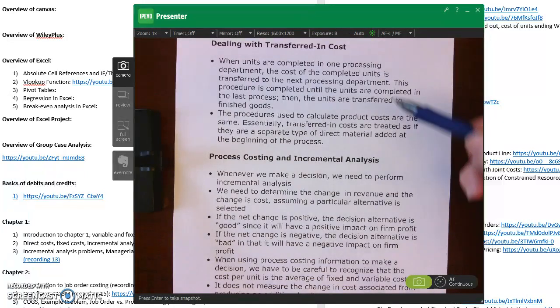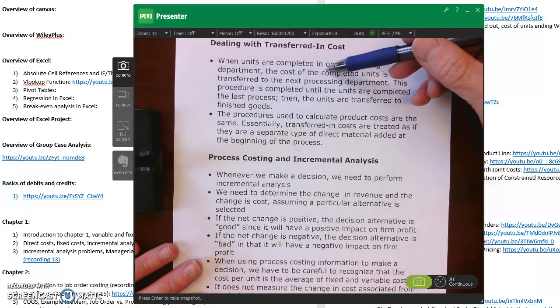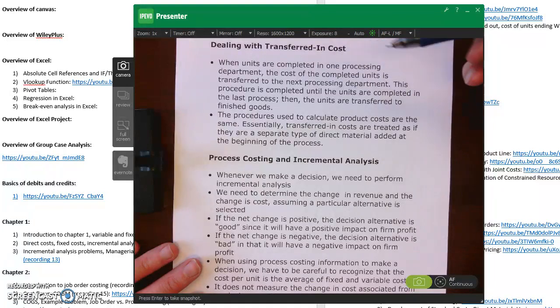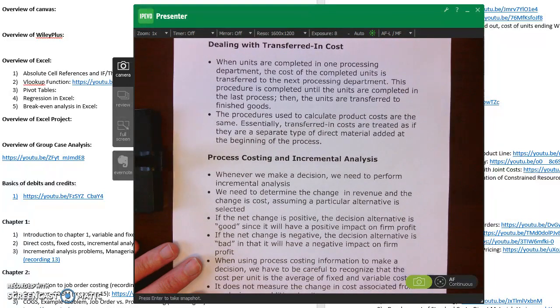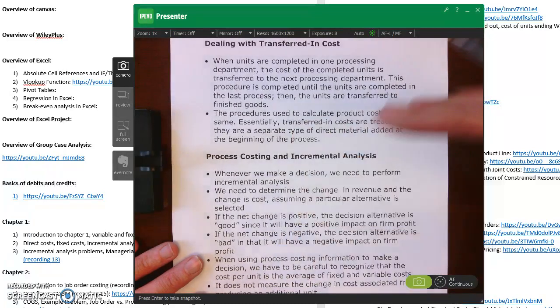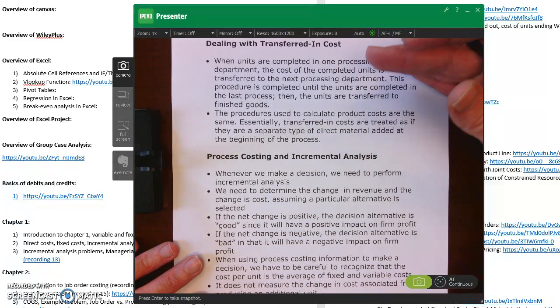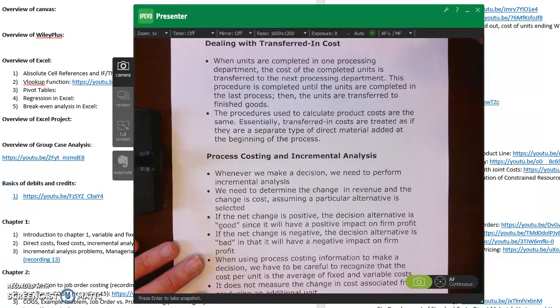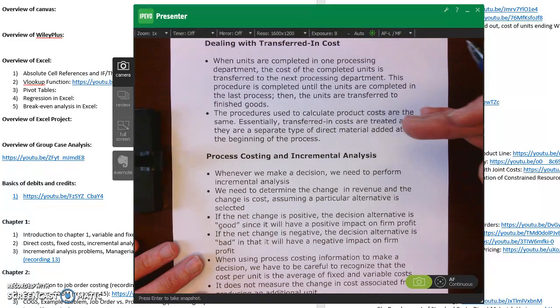So if you think about this in terms of a transferred in cost for the production department that receives the cost, they're just going to add that to calculating out their cost per unit. And that's all I really want you to know about that. I'm not going to include any problems with transferred in costs, but it will be treated as coming into calculating the cost per unit for the department that receives the cost. Okay.